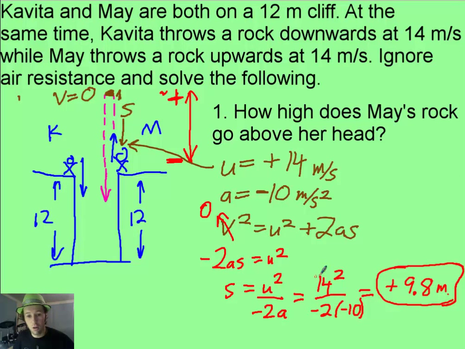And here it is, the work. Hopefully you got the same thing. Notice what I did with the signs, and it works out to a positive height because up is positive.